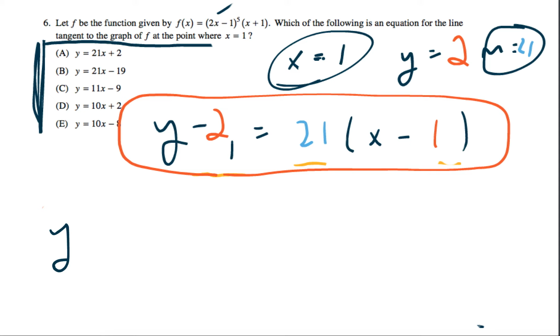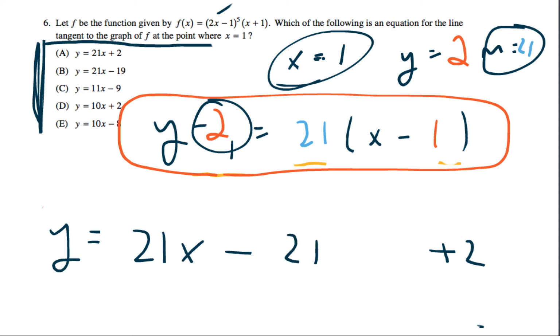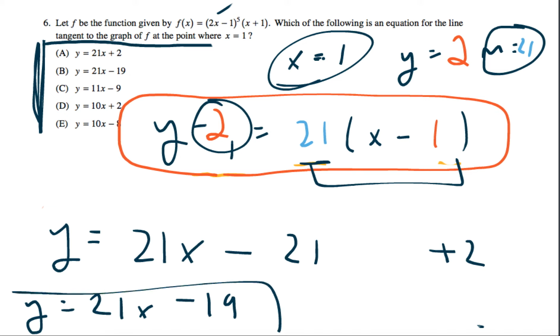So let's go ahead and write this. y equals, we're going to add the 2 that I moved over to the right side, 21x minus 21, by minus the negative here, distribution. So we're going to have 21x minus 19 is our final tangent line, and that answer choice is B.